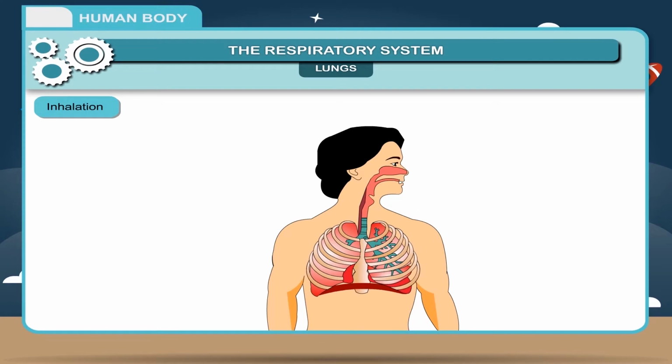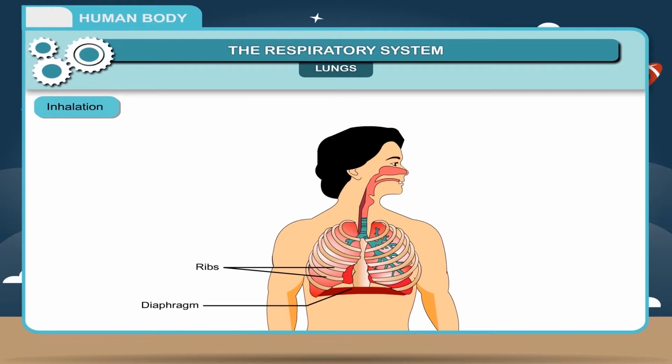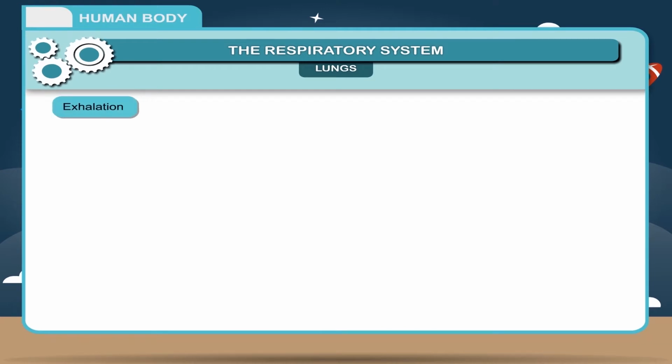Inhalation. During inhalation, the ribs move upwards and outwards and the diaphragm moves downwards. This makes the thoracic cavity enlarge in size. The lungs, being elastic, also increase in size, resulting in a decrease of air pressure. Thus, fresh air from the atmosphere rushes in through the nostrils and the air passages and fills up the lungs.